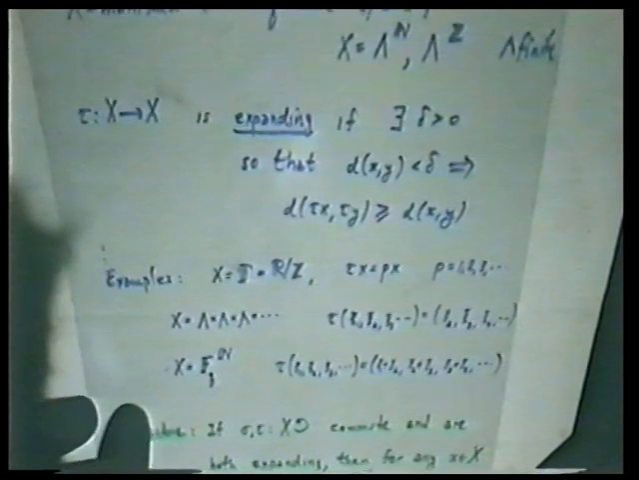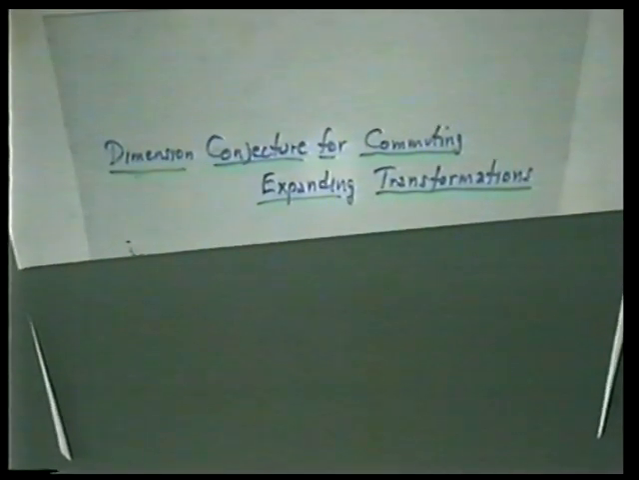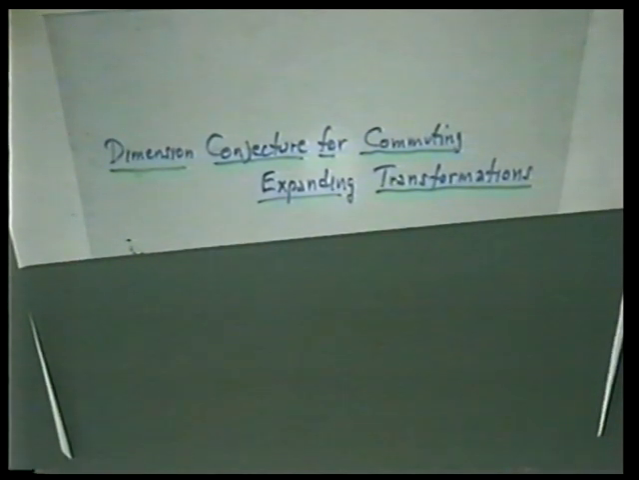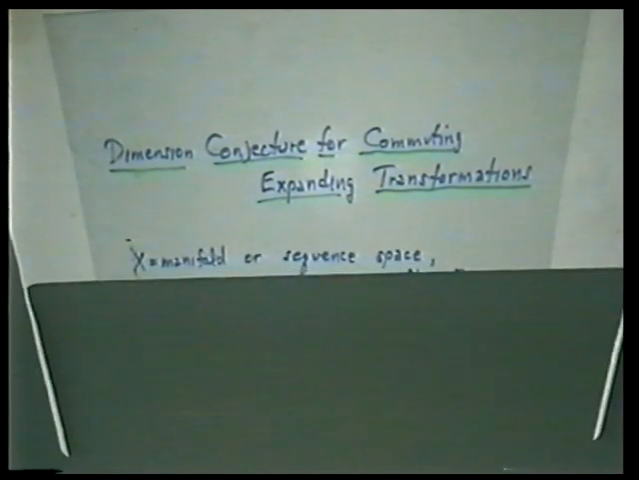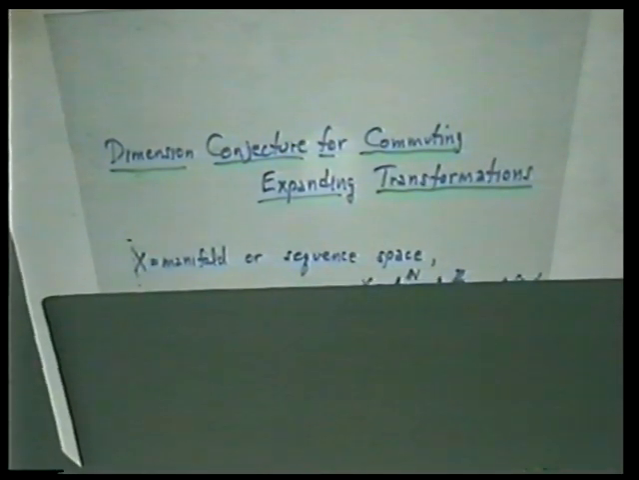Well, now, this suggests looking at the general situation of commuting transformations, and here we come up with a problem that, again, we don't know how to solve, but it can be formulated in quite a bit of generality, and it can either be proved in generality, or at least the generality would enable one to find counterexamples, and I haven't found counterexamples to it. So this is something called the Dimension Conjecture when you have commuting, expanding transformations.